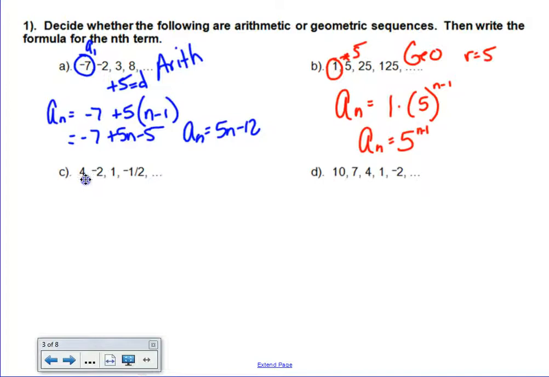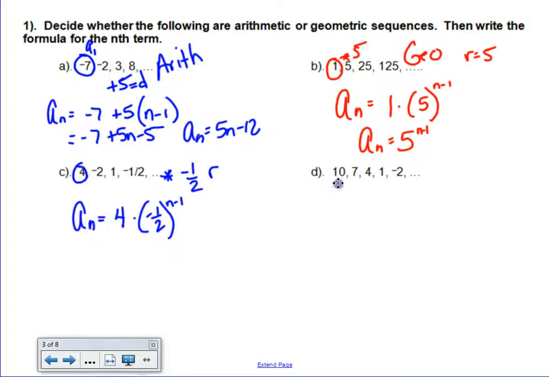If I look at letter C, a lot of kids say they're dividing by -2 each time, which is kind of true, but when we look at common ratios, we are only discussing them in terms of multiplying by something. So instead of dividing by 2, we can say that we're multiplying by -1/2 each time. -2 times -1/2 gives me a +1, and so on and so on. So there's my common ratio. My first term is a 4. So my formula is 4 times -1/2, and then to the n minus 1 power. And there's no simplifying you can do on that formula.